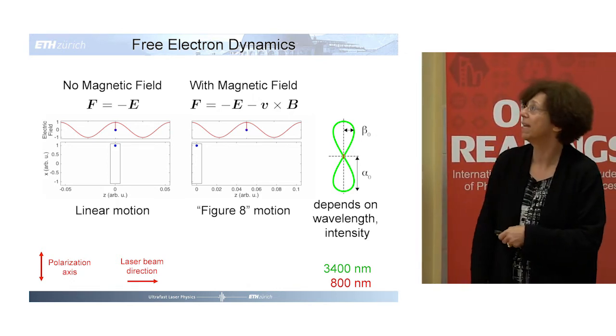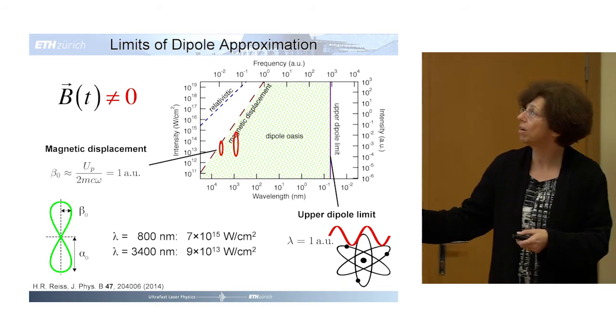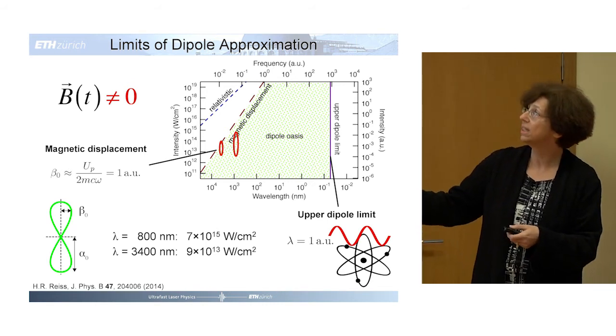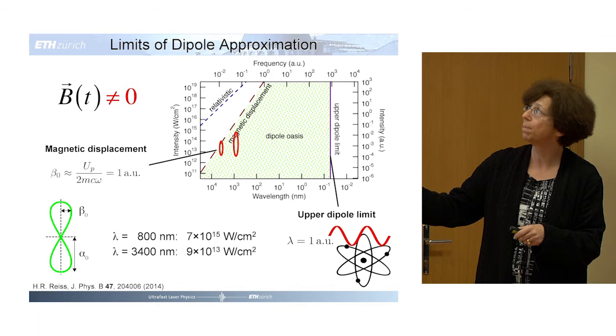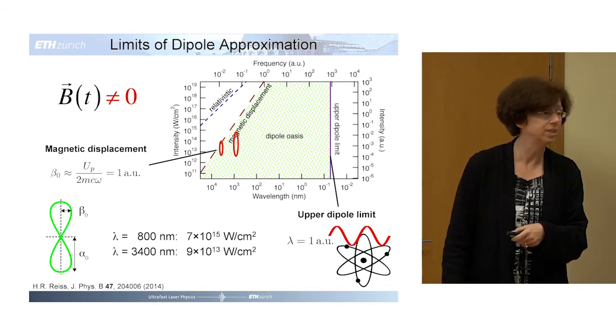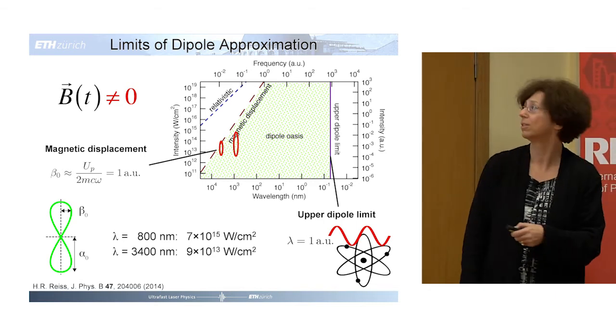As an estimate, for 800 nanometer this comes in when you get up in intensity close to 10^16 watts per square centimeter, which is pretty high for a laser lab at a university. But you can also get to this limit when you go to longer wavelengths with rather small intensities, already at around 10^14 watts per square centimeter.